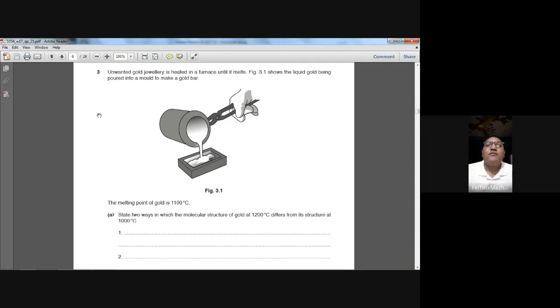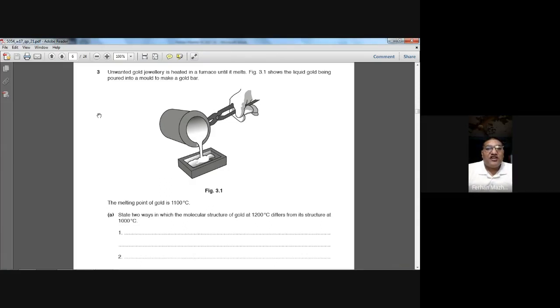This is the most important point in this question. The melting point of the gold is given as 1100 degrees centigrade. So the gold which is at 1000 degrees centigrade is in solid form, and the gold which is at 1200 degrees centigrade will be in the molten or liquid form. So this is the big trick in the statement of the question.